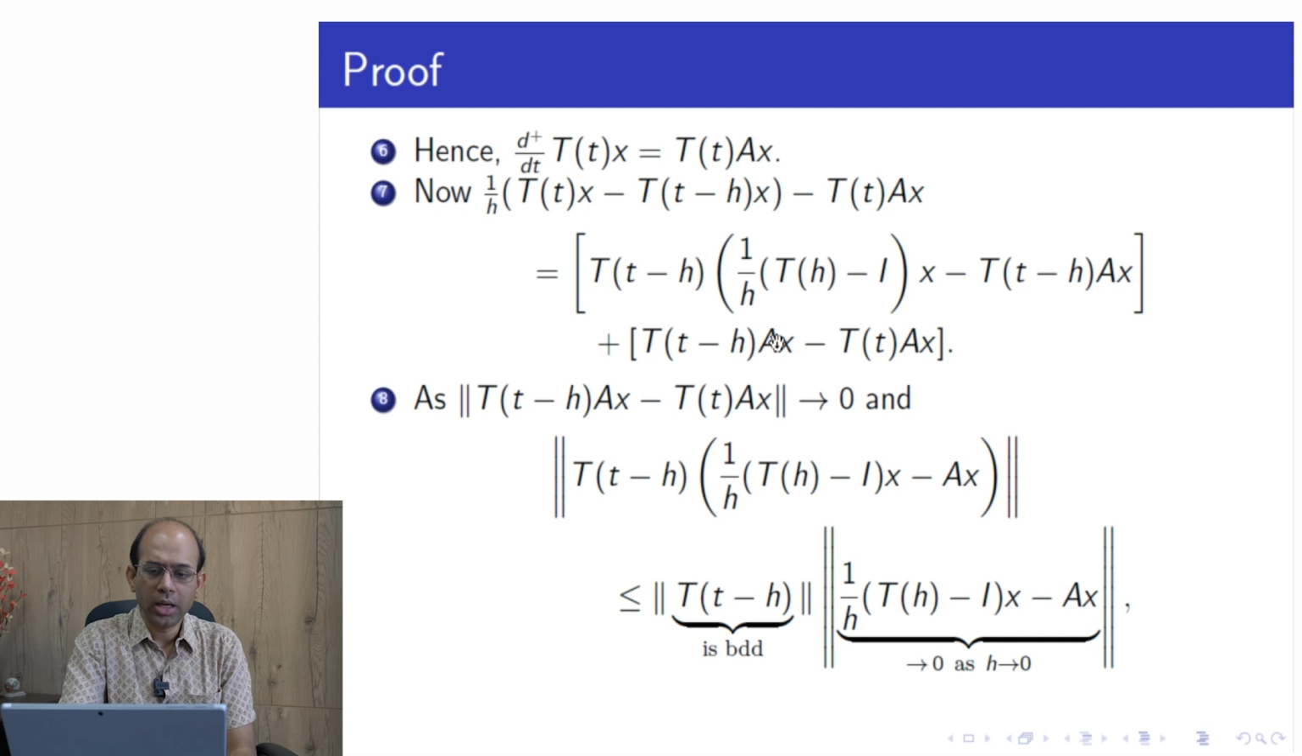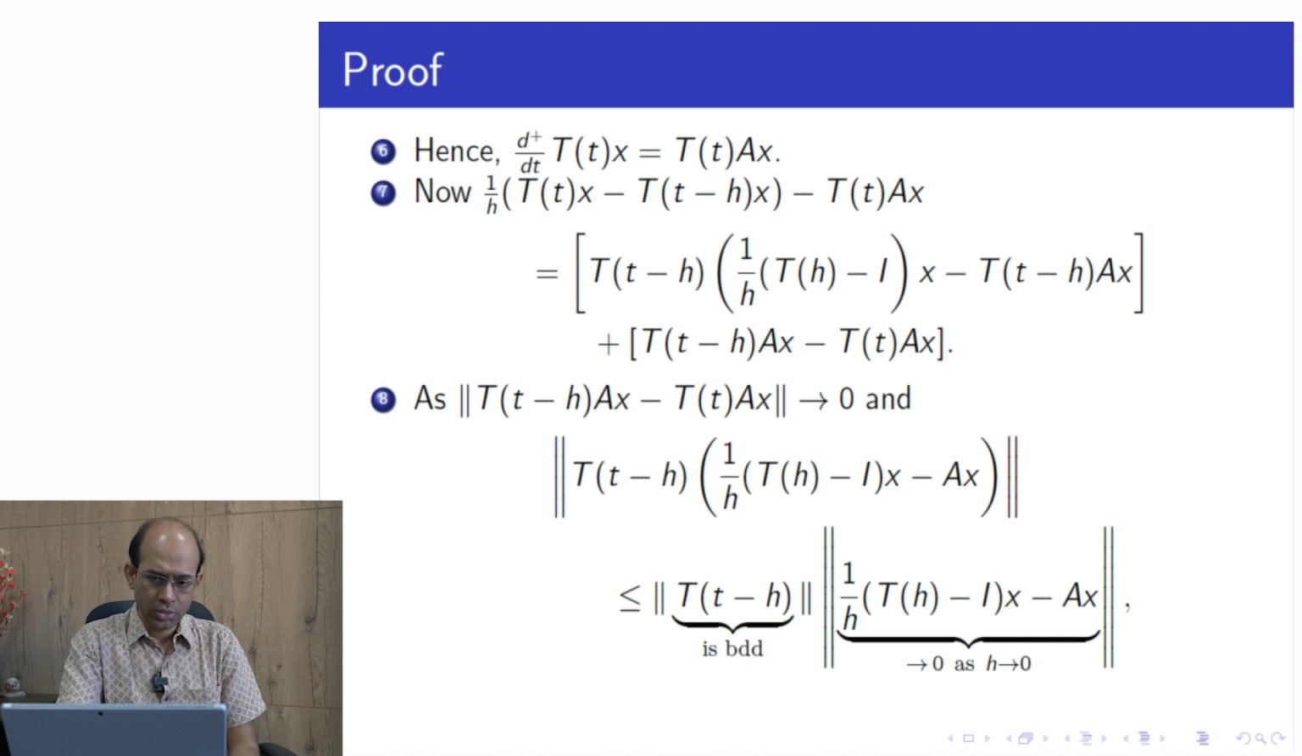Now we see that this difference, T(t-h)Ax minus T(t)Ax, has a norm that goes to 0. Why is it so? Because x is in the domain of A, so Ax is a member of the Banach space, and this member is fixed in both places, and T is a C0 semigroup. So as h tends to 0, this thing converges, so the norm of these things goes to 0.